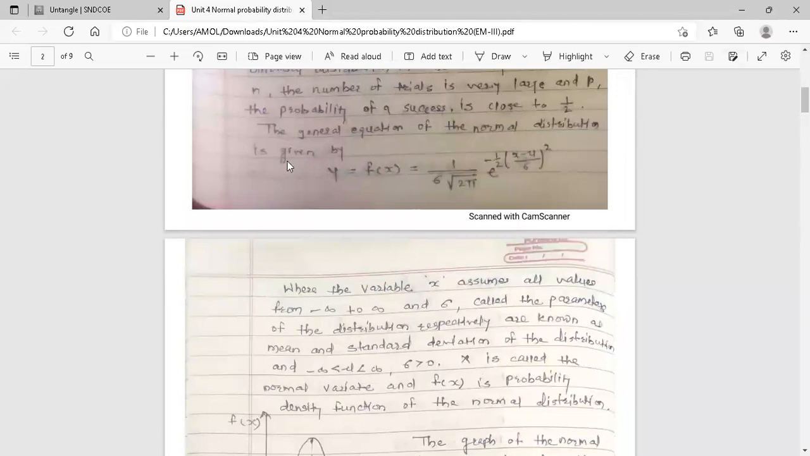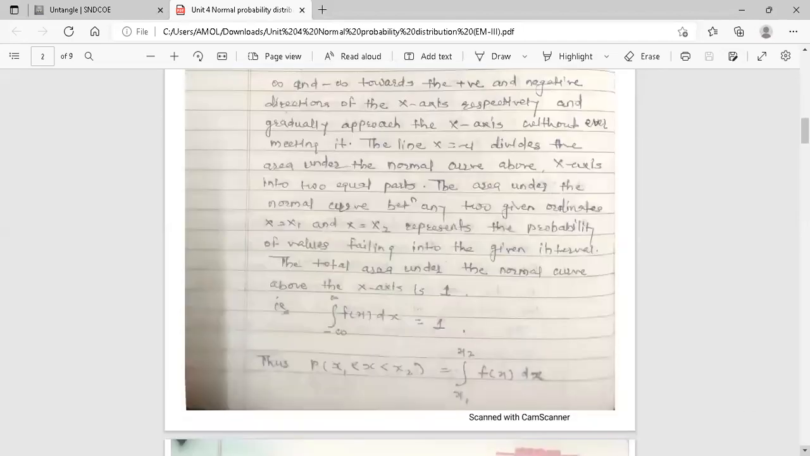F of x is the general equation of the normal distribution. So you know the value of f of x, and if you put here the value of this f of x, this integration reduces and becomes like this.